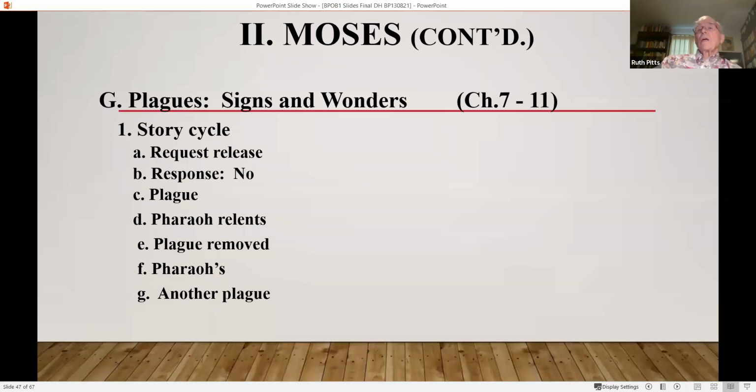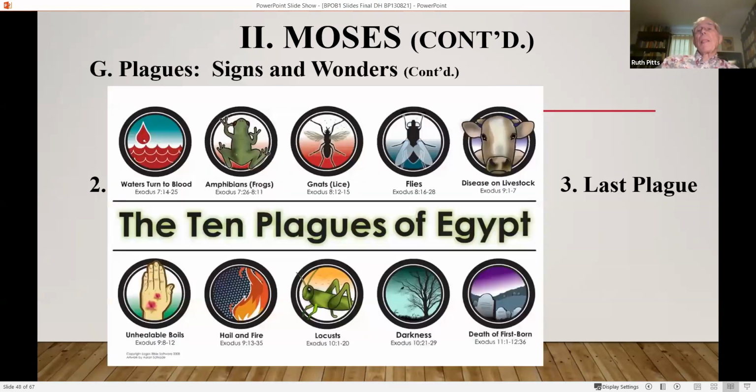So Moses, we have the famous plagues and wonders. The story cycle is there's a request for release. The response is no. A plague is sent. The Pharaoh relents. The plague is removed. And then the Pharaoh's mind is changed, or in the King James Version, he hardened his heart. He said no. And so another plague is sent. So this is the cycle. And then you just plug in the 10 plagues. Next page. Yeah, so Dan has found us examples of all the plagues there that these folks endured during that period of time. All right, and of course, it's the last plague that is decisive. Let's move on.